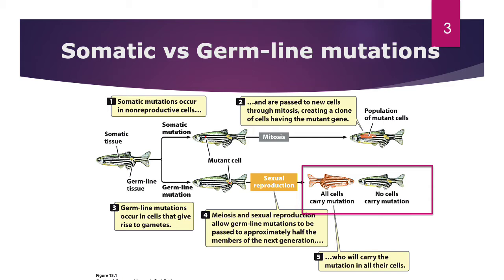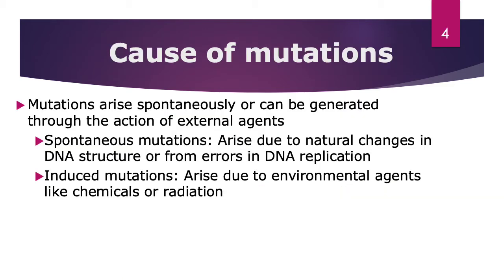While we will have other progeny that do not carry the mutation because the gametes do not carry the mutation. Thus, somatic mutations are not passed on to the next generation of progeny, but stay within the cells of the organism as they undergo mitosis, while germ-line mutations can be passed on to the progeny via the gametes.